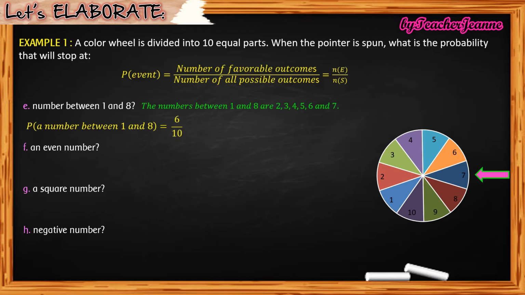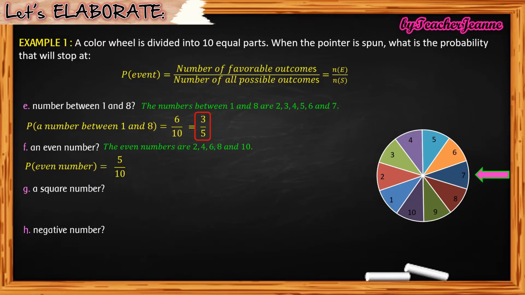6 and 10 have the greatest common factor, which is 2. So 6 divided by 2 is 3 and 10 divided by 2 is 5. So we have 3 over 5 as the simplest form. For letter F, the even numbers are 2, 4, 6, 8, 10. So the probability that it will stop at an even number is 5 over 10.